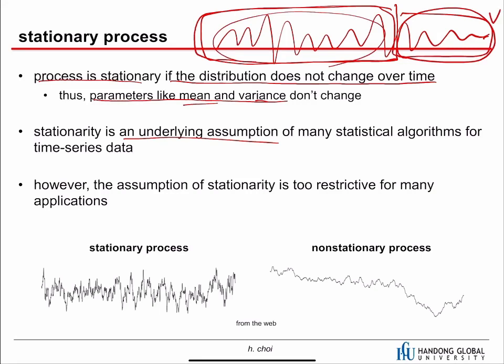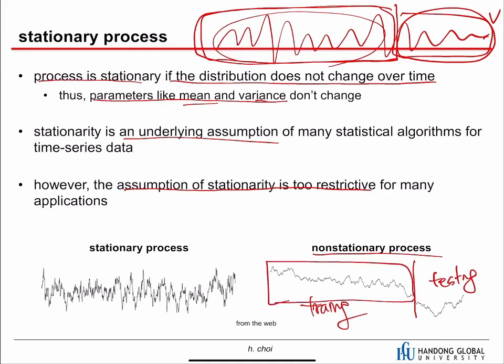Okay. But sometimes, many times maybe, this assumption of stationarity is too restrictive. Many times we have a non-stationary process like this. If this is our data samples, then we can use this part for training and this part for testing. If we use this part for training, then maybe the model might recognize the mean around here.